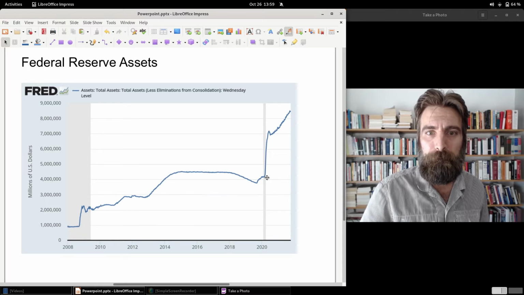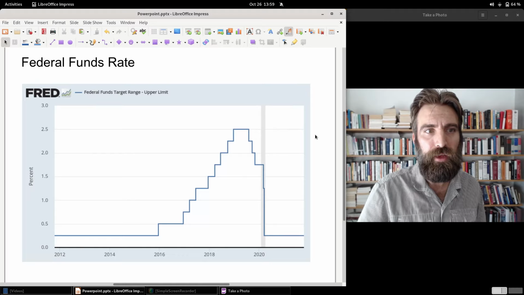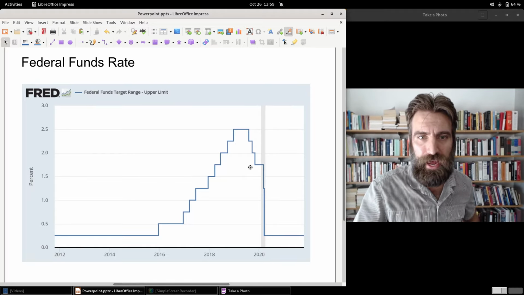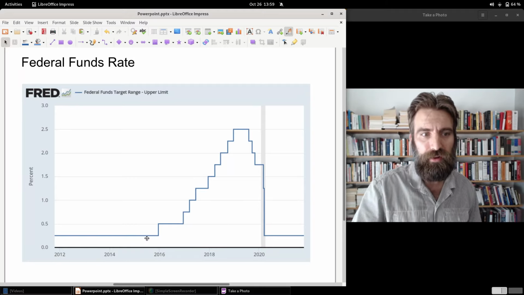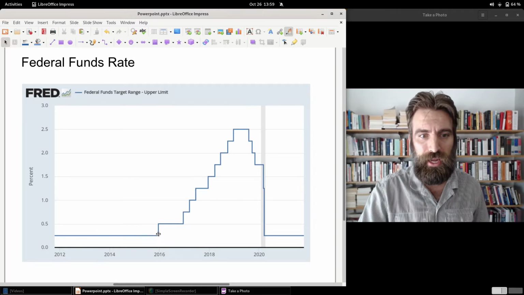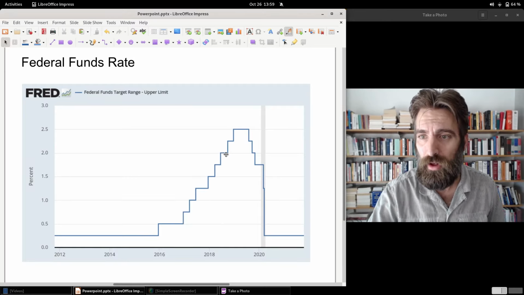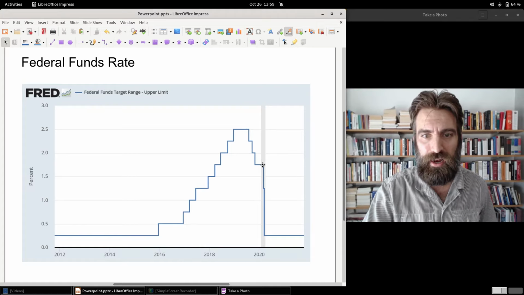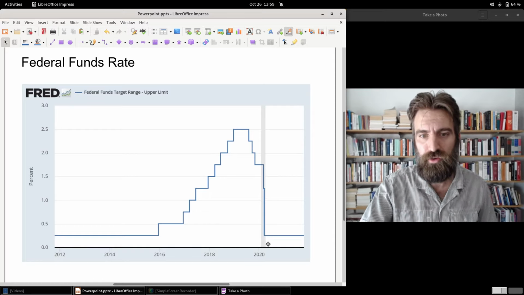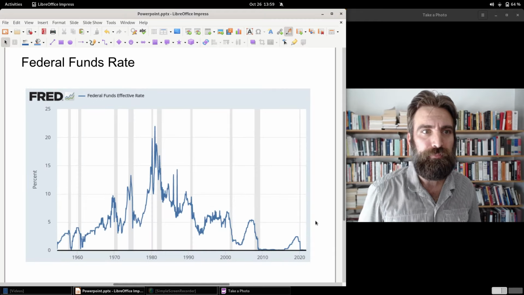But huge jump in the balance sheet through new rounds of QE, quantitative easing, and then the federal funds rate was slashed. Finally, after years of near 0% interest rates, the Fed began in 2016 to bring things up. They needed to. That was long delayed. Got up to 2.5%. Started taking it down a little bit, and then COVID, and just crashed right back down. So we have near zero interest rates.